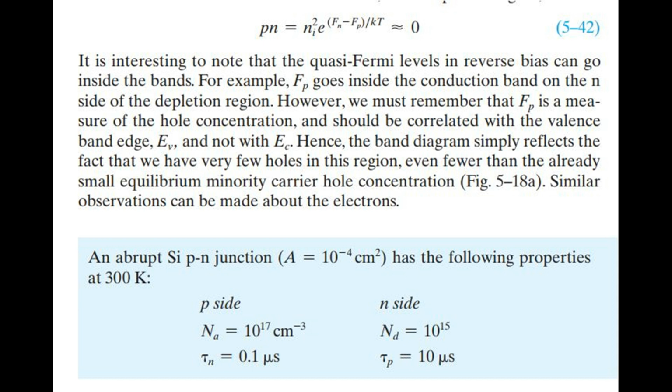An abrupt silicon p-n junction, A equals 10^-4 square centimeters, has the following properties at 300 K.